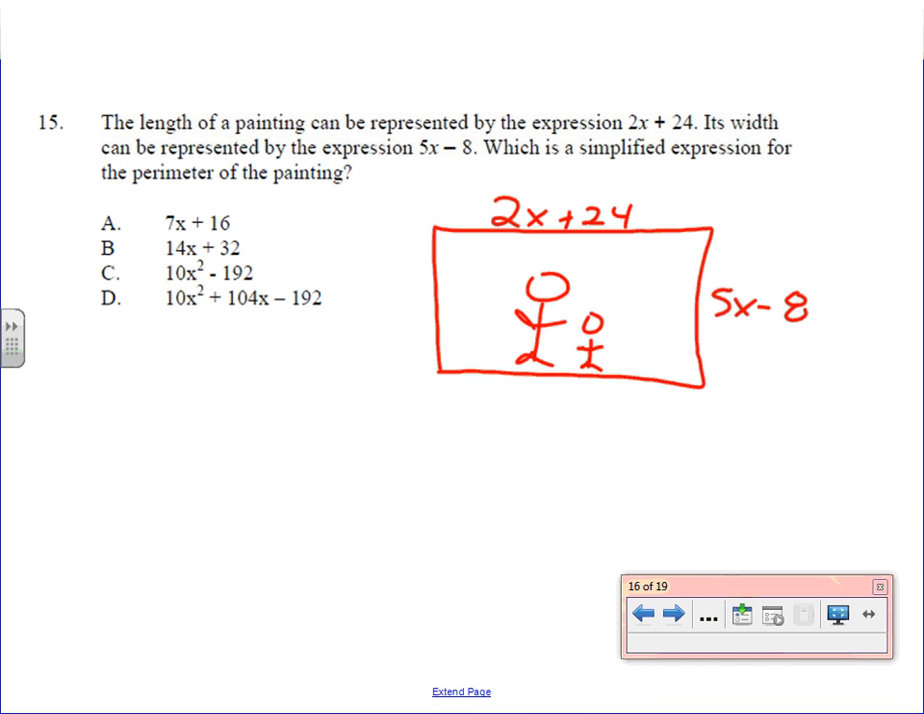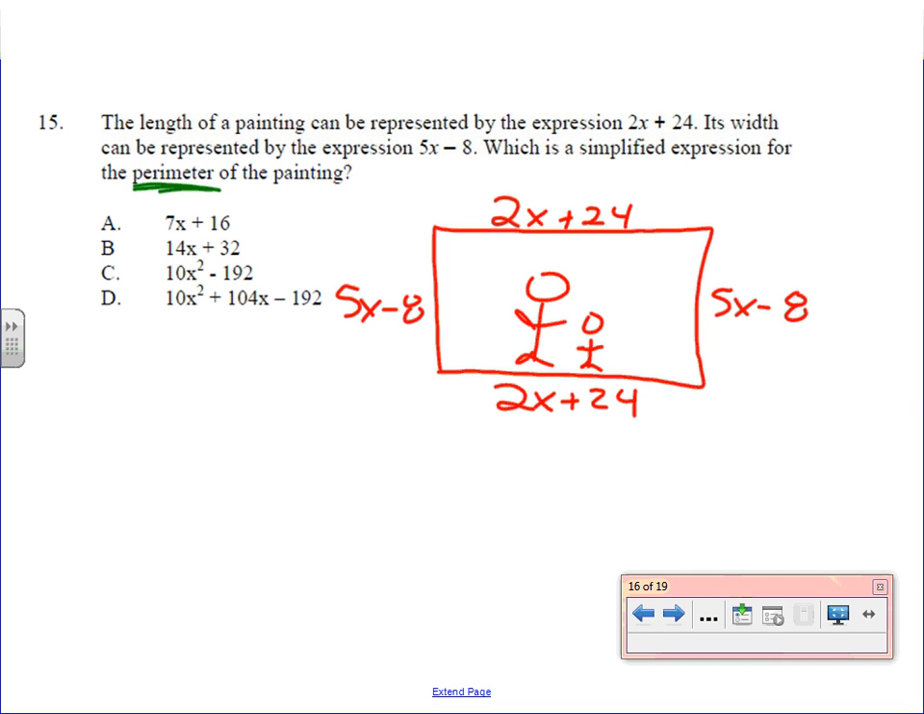Now remember, we're dealing with a rectangle here. So if this length up here is 2x plus 24, well then so is this bottom piece over here. It's also 2x plus 24. Same thing for the width. This side over here is also going to be 5x minus 8. And the reason I say that is because we were asked to find the perimeter. And how do you find the perimeter of anything? Add up all the sides. So that's what we're going to do. We're going to add up all the sides.